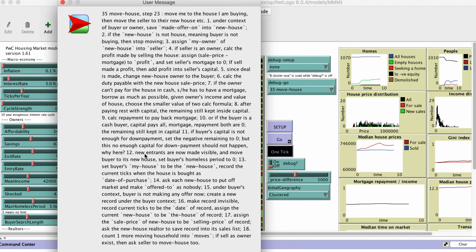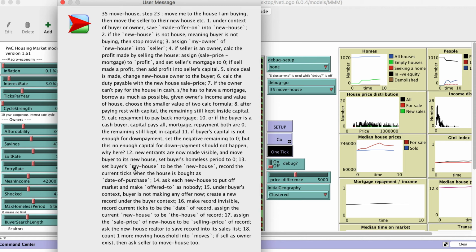Let's talk about the new entrants, the newcomer into the city. They at the very beginning are invisible because they have no house. But now, since they bought a house, they become visible. And we can move these new entrants as buyers into these new houses, which means we will set these newcomers, these buyers, homeless record to 0. Okay, because they have a house now, they are not homeless anymore, so homeless becomes 0.